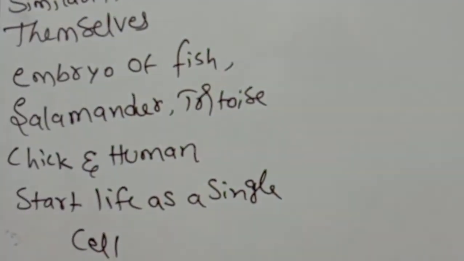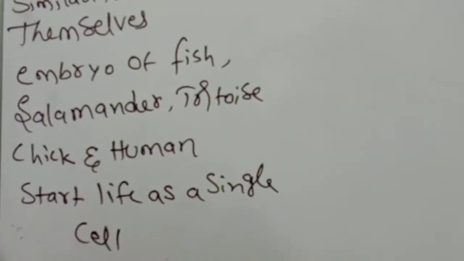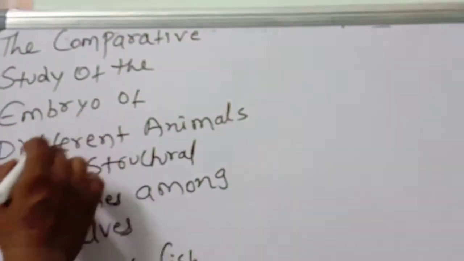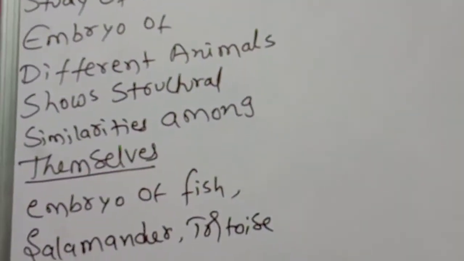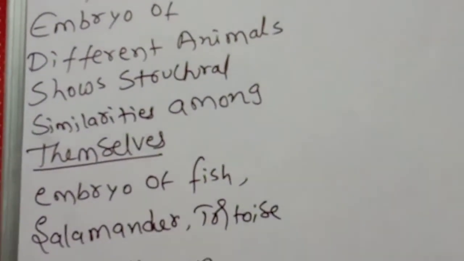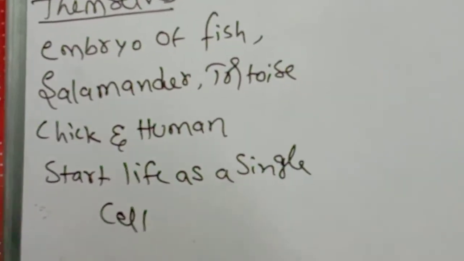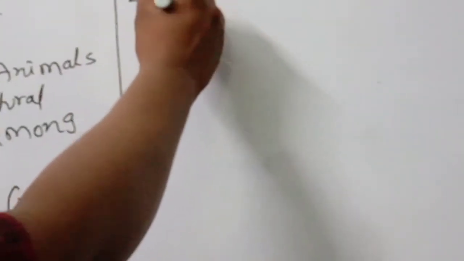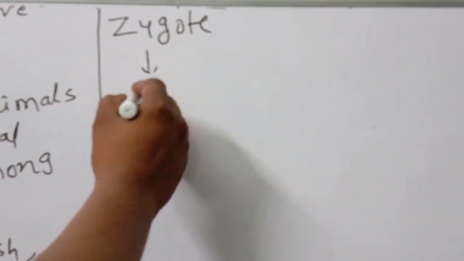Ontogeny recapitulates phylogeny is disproved. So the comparative study of embryos of different animals shows structural similarities. All are similar characters. Embryos of fish, salamander, tortoise, chick and human are all starting life as a single cell. Then the zygote goes to cleavage.